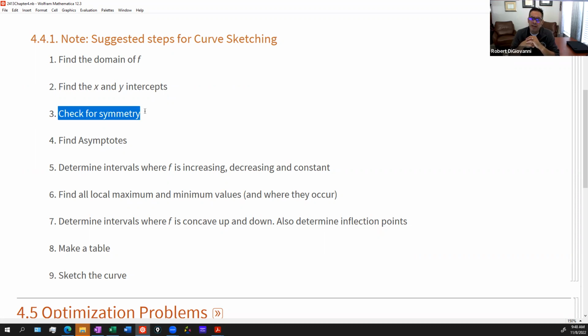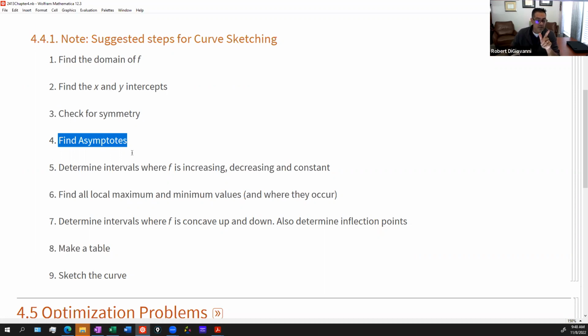Then we check for symmetry. That means we can check to see, is this an even function? Is it an odd function? If it is, then possibly the picture looks like a reflection of itself. We think about that. We discover any asymptotes. Does it have any vertical asymptotes? Does it have any horizontal asymptotes, right?